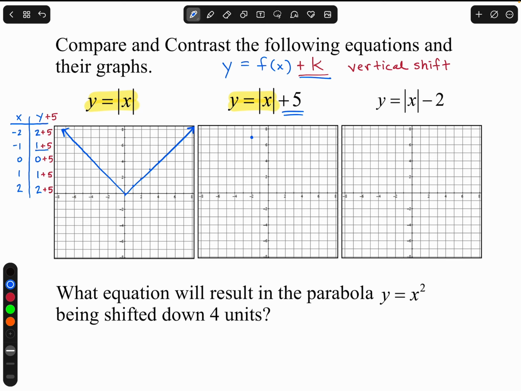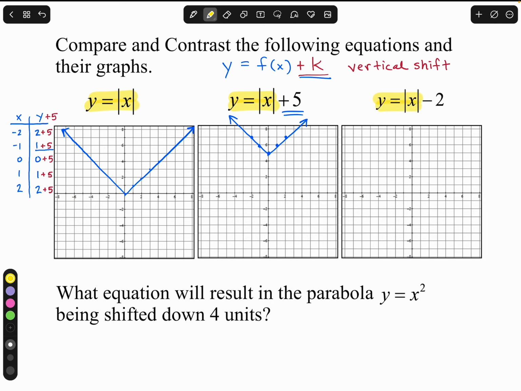Instead of -1, 1, it's going to be -1, comma, 1 plus 5, which is 6. We'd have a point at 0, 5. We'd have a point at 1, 6, and 2, 7, and so on. We can see the shape now, so we can connect them and draw it out. We can see that this graph went up 5 units.